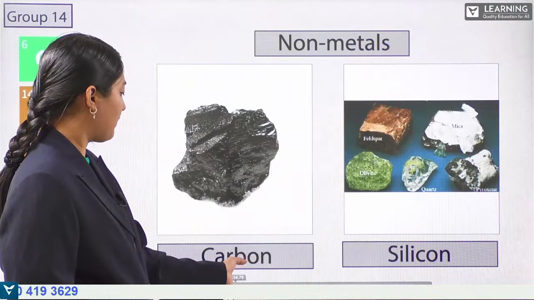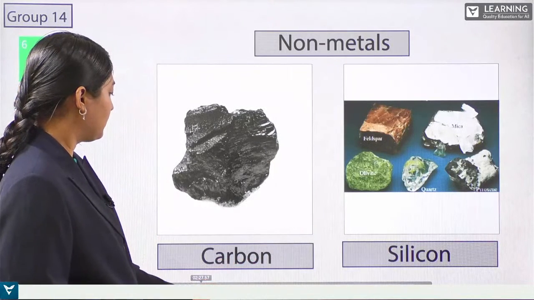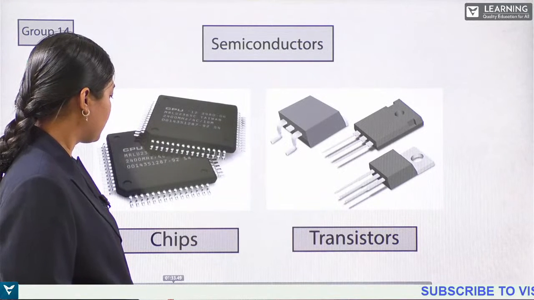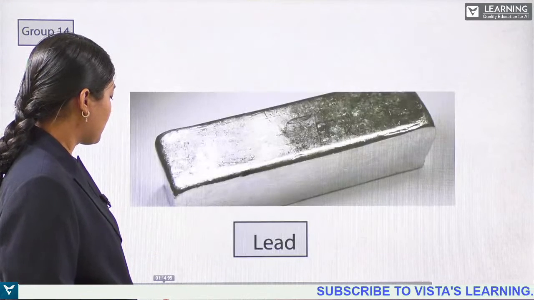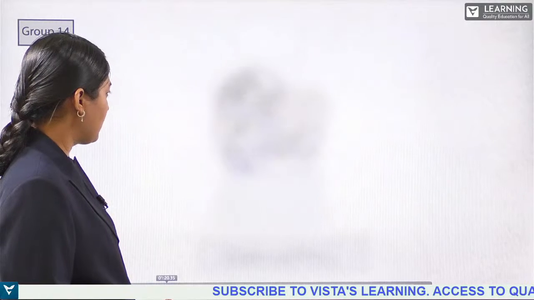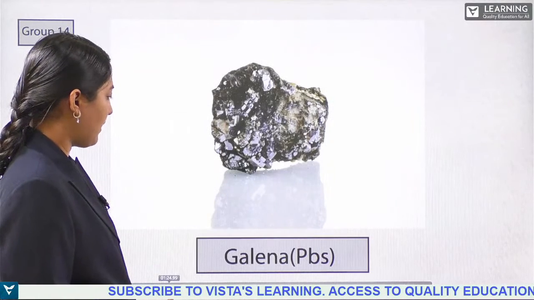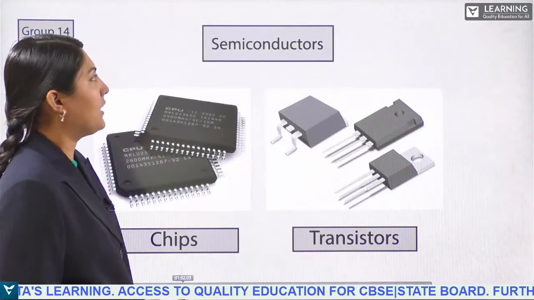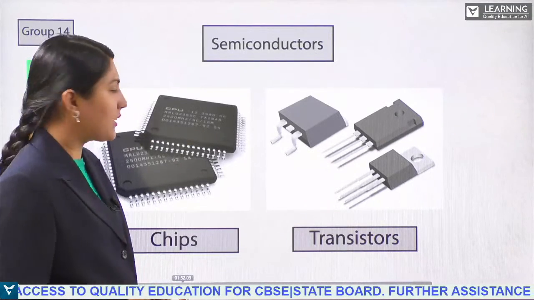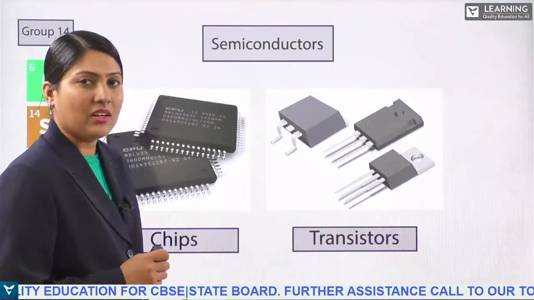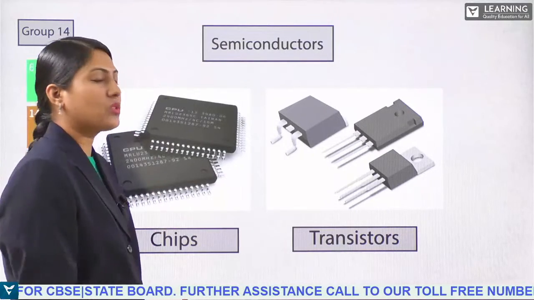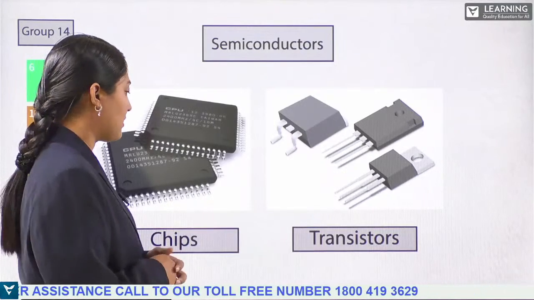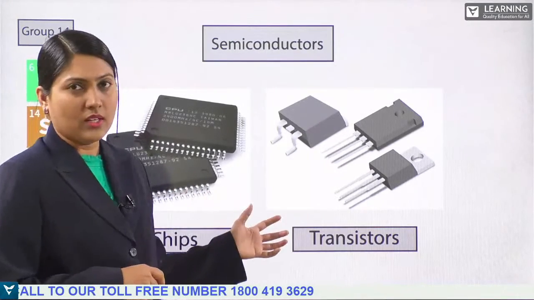So here we have the study of this. We have started with this, right? So after lead, we have galena, which is the form of this. And here, as I said, silicon and germanium will be used in transistors and chips as semiconductors. They are useful here.